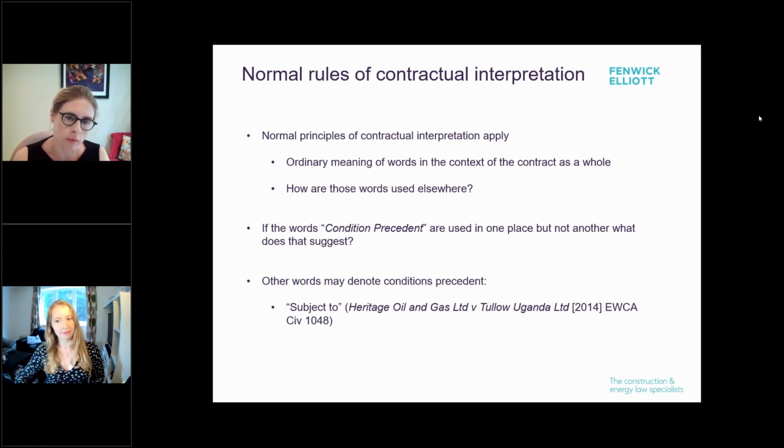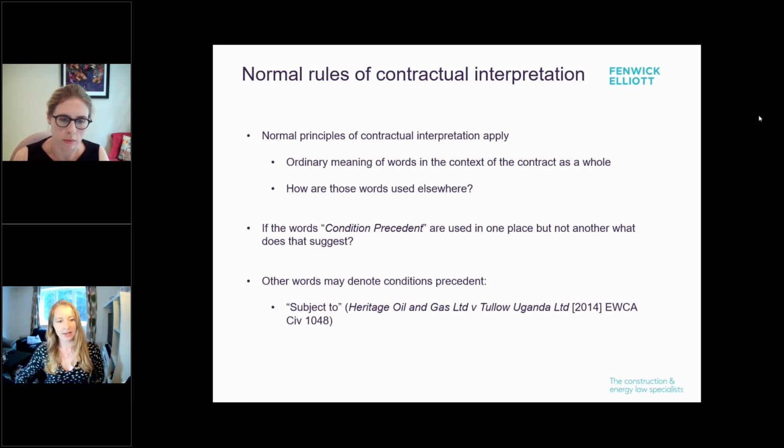So if the same words have been used elsewhere in the contract to create a clear condition precedent, then it is likely that the repetition of these words in the clause in question is demonstrative of the party's intention for this clause to also act as a condition precedent. This principle does, however, cut both ways.